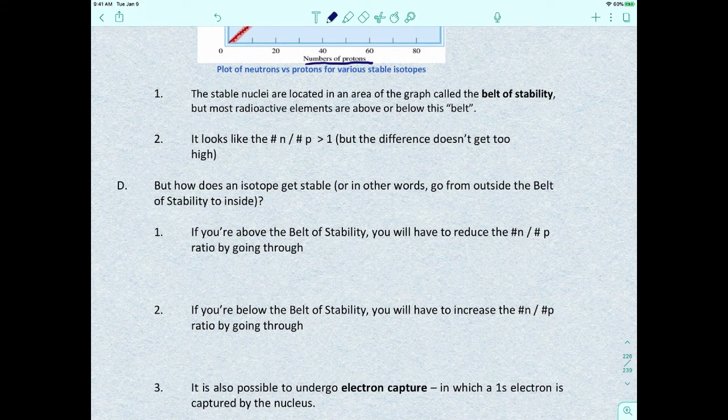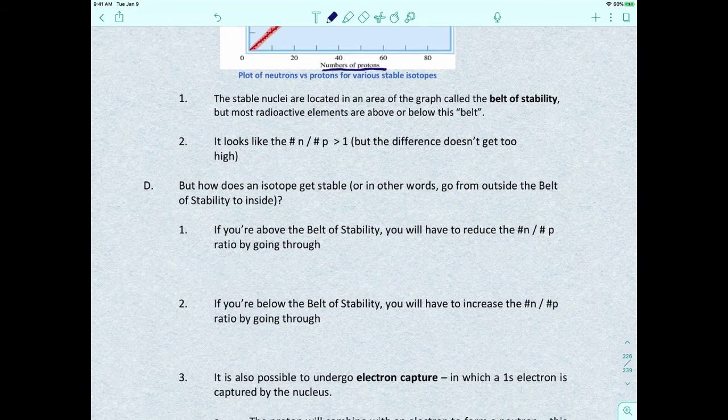Now, how does an isotope become stable, or how does it go from being outside the belt of stability to being inside? Well, the first thing is that if you're above the belt of stability, you're going to have to reduce the number of neutrons divided by the number of protons by going through a beta particle emission.